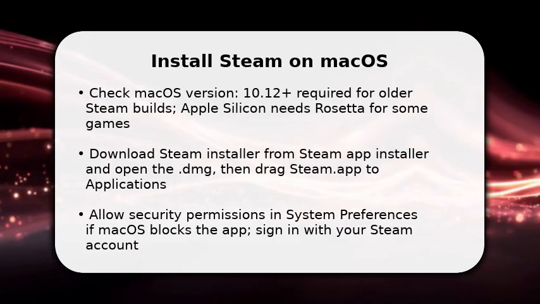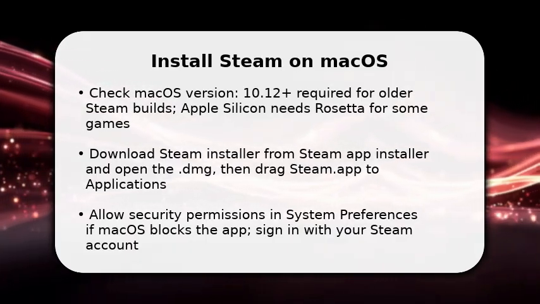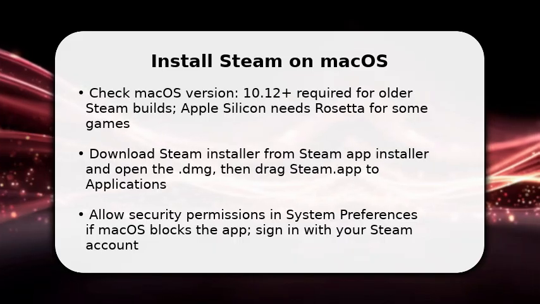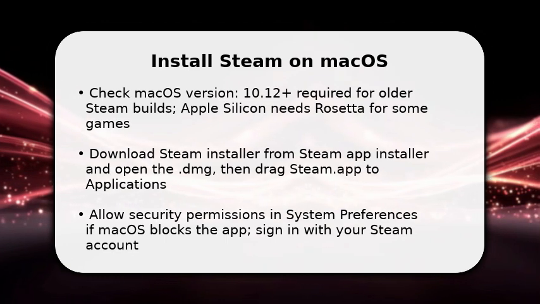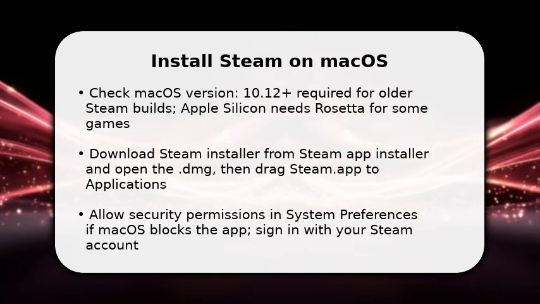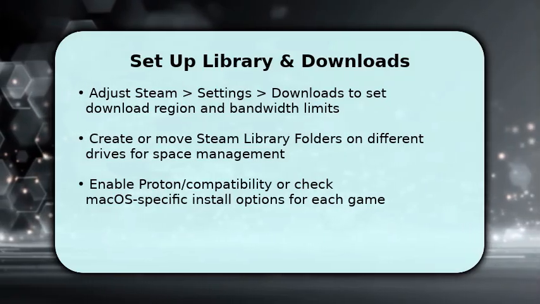Once done, launch Steam. If Mac OS blocks it, go to System Preferences, Security and Privacy and allow the app. Sign in with your Steam credentials so the client can sync your library and save cloud settings before you install games. You'll now organize where games live and how they download.